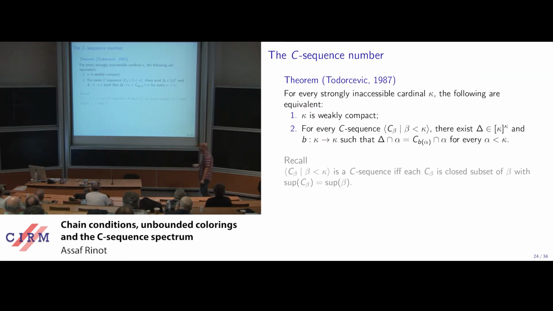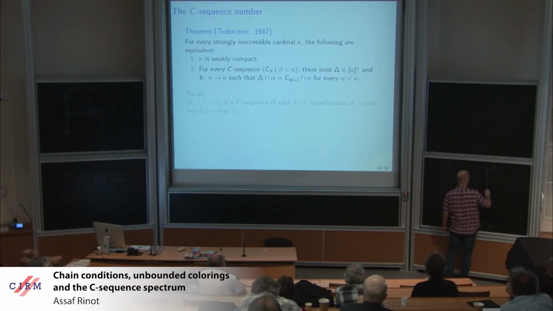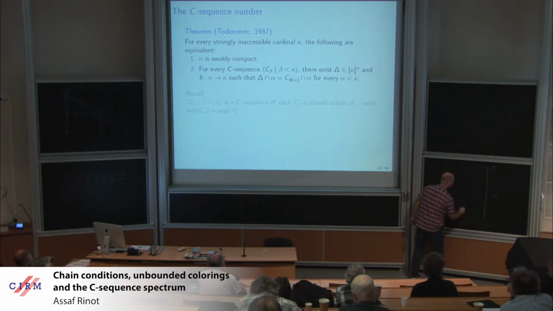So we are motivated by another characterization of weak compactness. This is the theorem of Todorcevic. You can characterize weak compactness as follows. For strongly inaccessible cardinals, being weakly compact is the same as the following. Whenever you take a C sequence, so a C sequence is just, you have your cardinal kappa, for every ordinal alpha you attach some club C alpha.